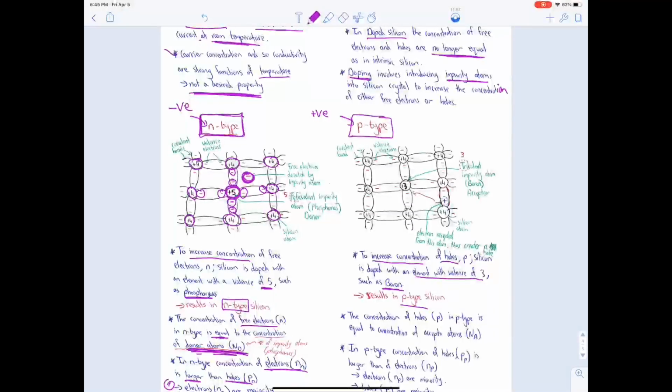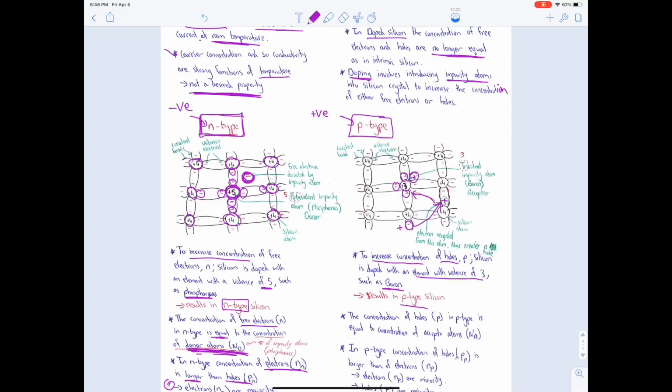Boron has 3 valence electrons. Okay? 1, 2, 3. And it has a positive hole. There will be a positive hole in here. Now this positive hole will attract an electron. See? It got attracted. What does it leave behind? It leaves behind a positive charge. Now, this positive charge will attract another electron, and it leaves behind a positive charge.